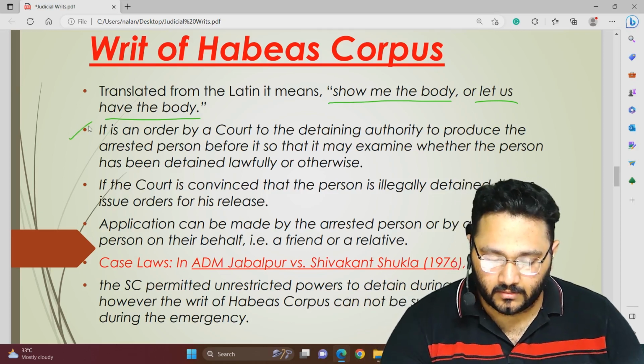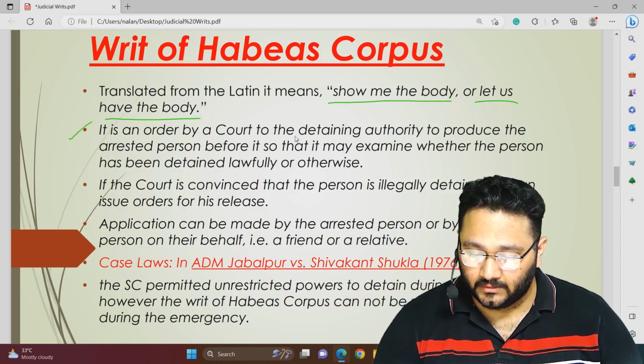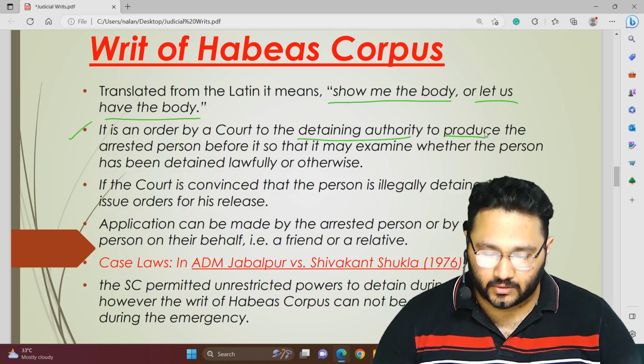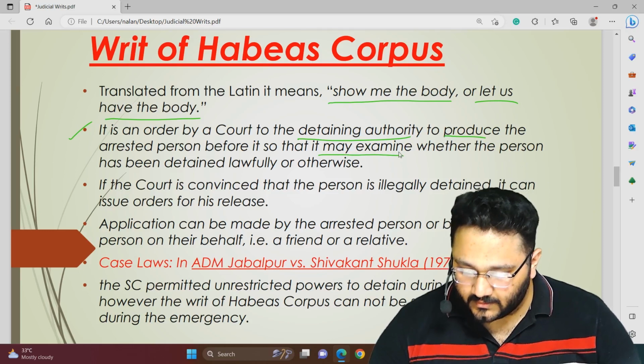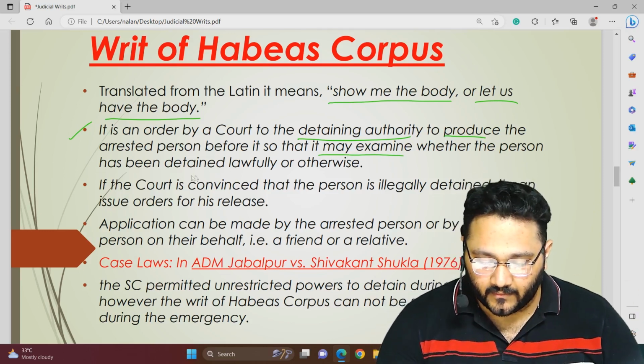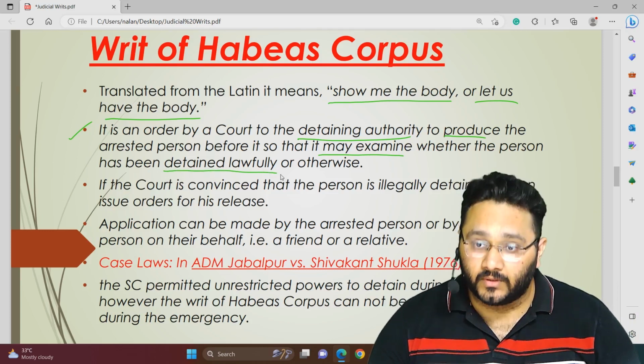It's an order by a court to the detaining authority to produce arrested person so that it may examine the veracity of the facts, the truthfulness of the fact, right? Whether the person has been detained lawfully or not.